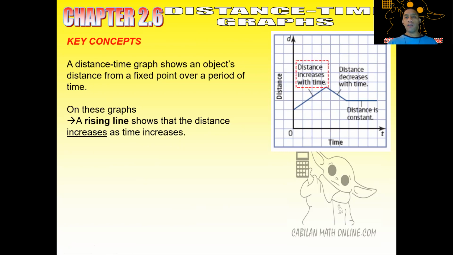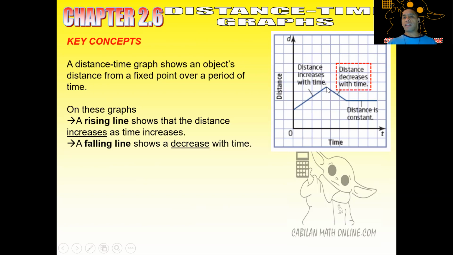Now, if you look at the one right beside it, it's a line that's going down. A falling line shows a decrease in distance. A good example of this is a person who starts at their house and starts walking away from it. This downwards line represents the fact that the person is now heading back towards their house. That's a good way to understand what a down line represents.